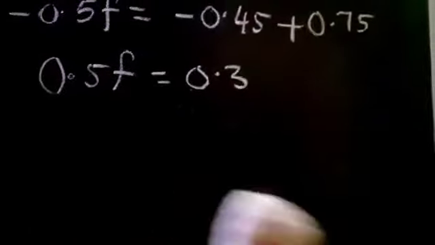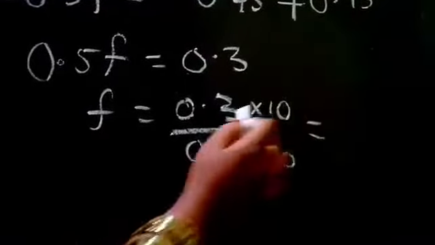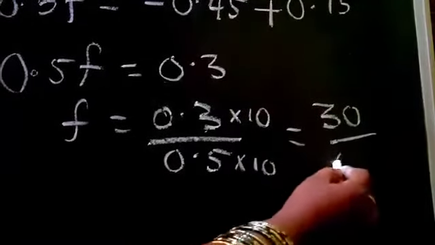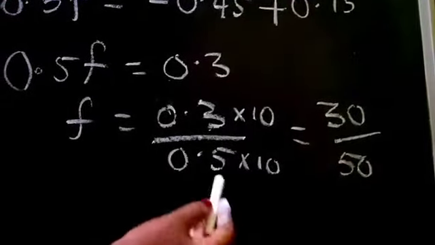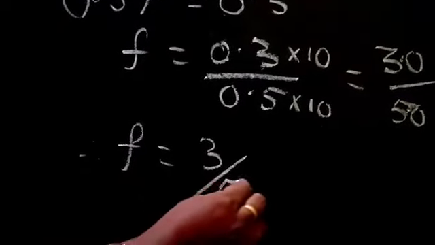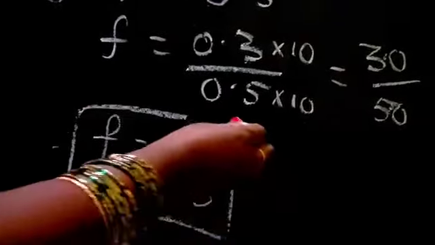0.3 divided by 0.5. When we multiply this with 10, it will become 3 into 10, 30, divided by 5 into 10, 50. Then 1 digit before, if you keep the point, it will become 3 divided by 5. Therefore, the f value is 3 by 5. The value we got is 3 by 5.